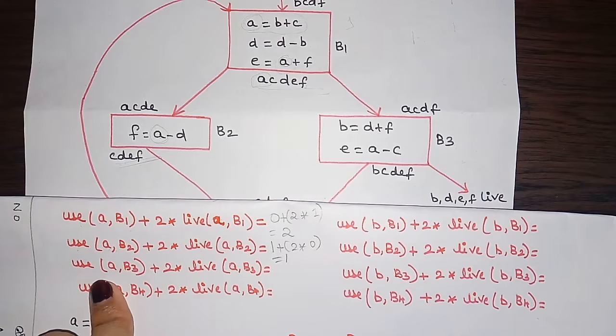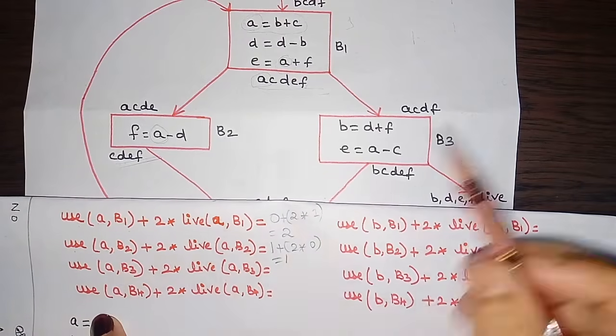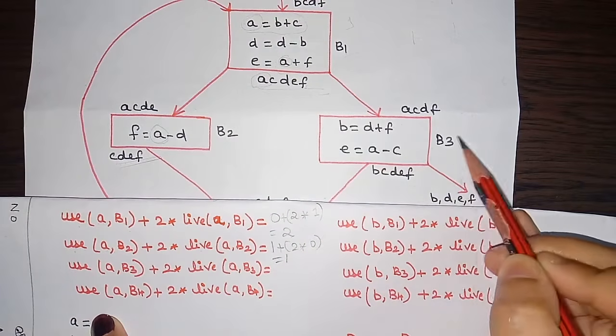Then coming to a comma b3, we need to verify a in b3.